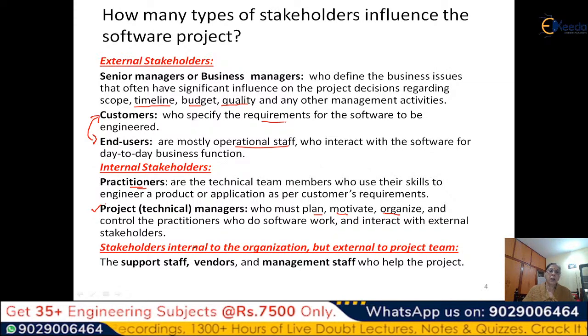And then you have some other type of stakeholders which are internal to the organization. That means they are internal to the organization which is doing the project, but external to the project team. They are not part of the project team as well. So who are they? They are support staff. Either they could be support staff from the people who are doing the project, or they could be support staff from the customer side. Some of the vendors who are giving us tools or giving us training, then some management staff who help us in carrying out the project.